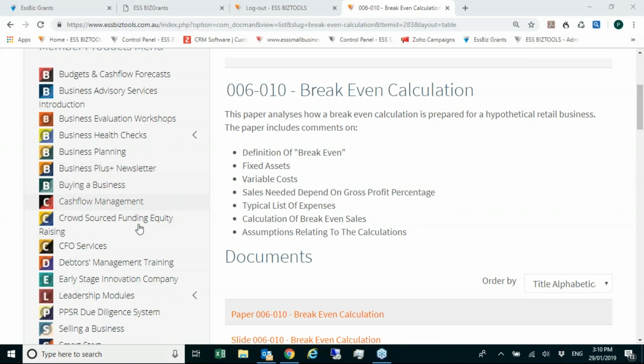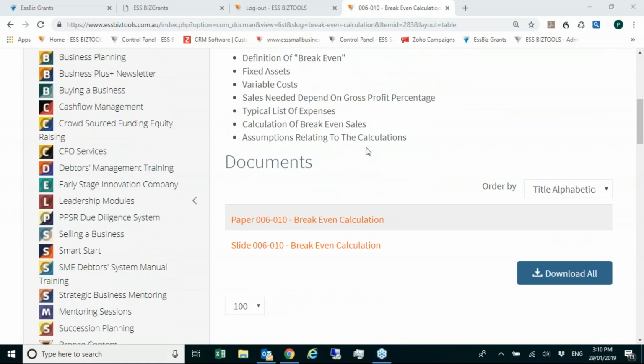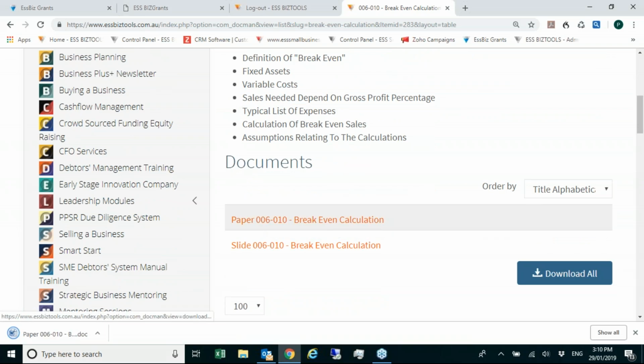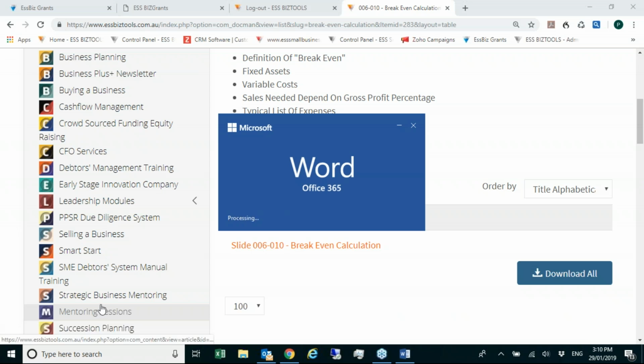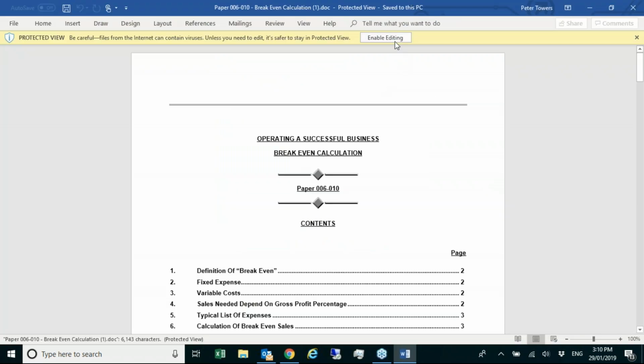What we were looking at before was the break-even calculations. It's just a paper I picked at random. You would just download it. When the paper comes up, you can badge it at the top here above the double line. So you just put your firm name there, JVA.